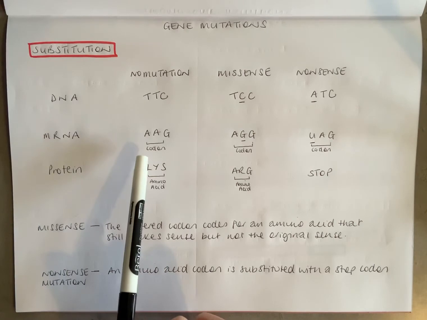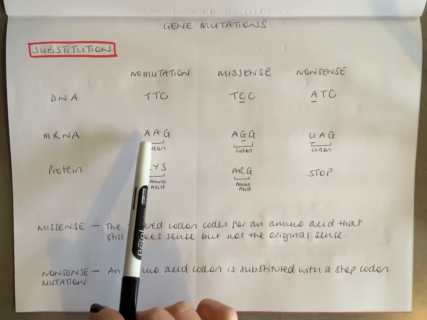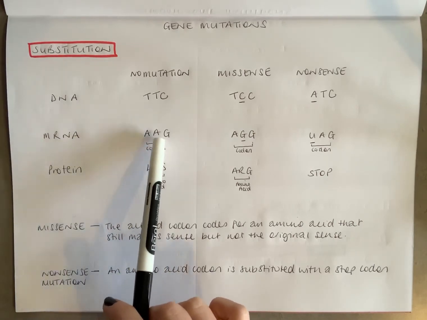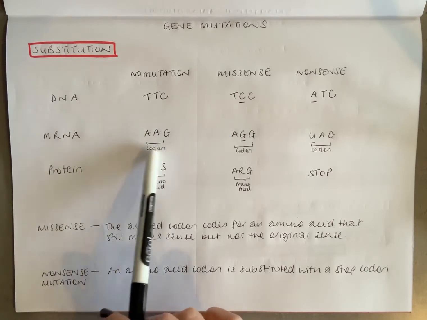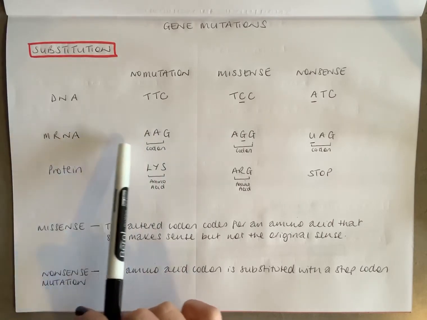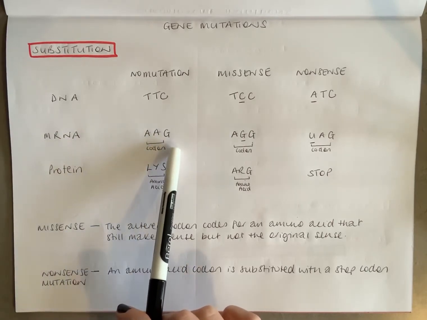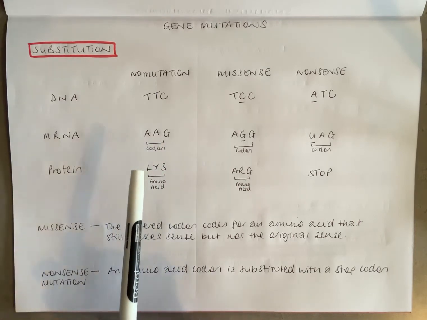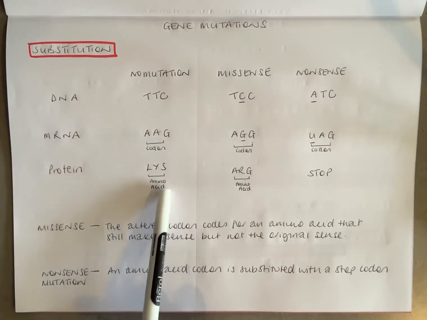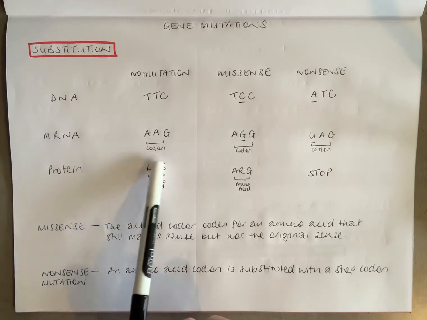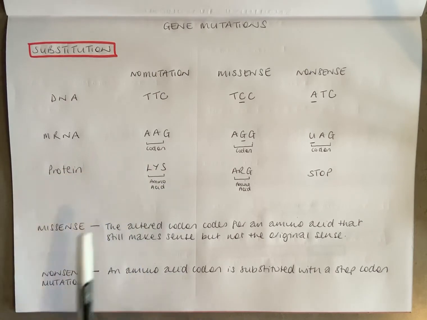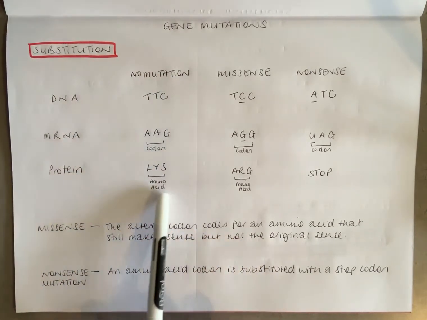Messenger RNA is going to be synthesized, and that sequence is going to be AAG. And remember, this is what's classed as a codon. So the messenger RNA travels to the ribosome, meets transfer RNA, which is carrying the amino acid, and therefore part of this protein is going to be this amino acid called lysine. So that is what we're expecting.